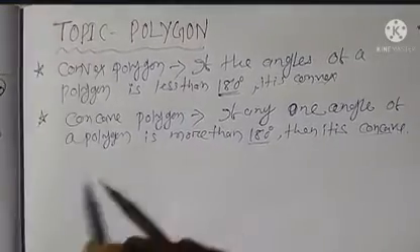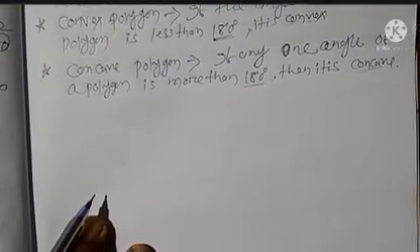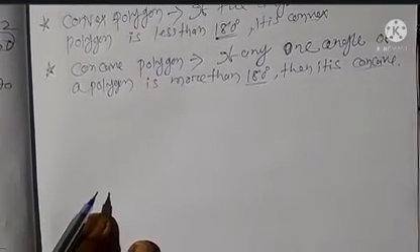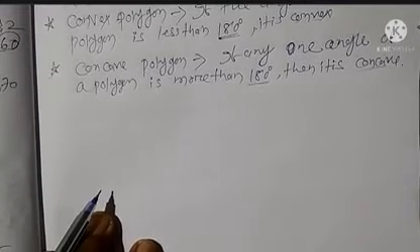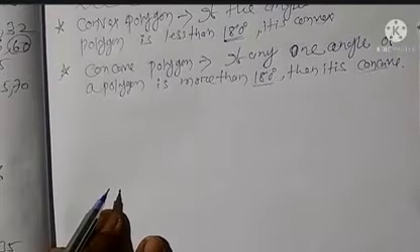Okay. So what is angle sum property? We know the angle sum property of a triangle is 180 degrees. The sum of the three angles of a triangle is 180 degrees. So what is the sum of the exterior angles of a triangle?